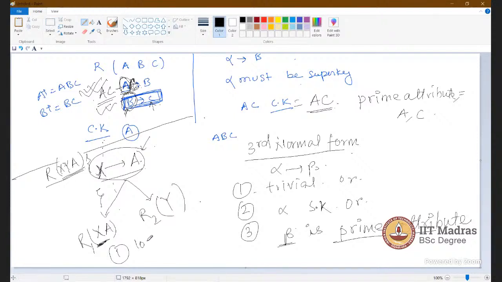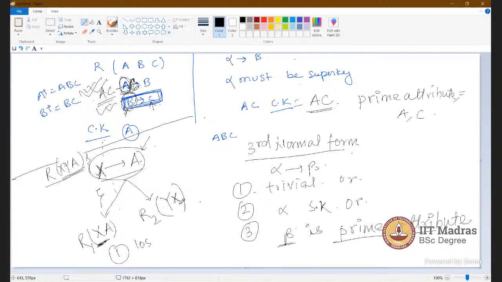Can you see this particular one? So you understand how to decompose this. But it's not lossless, so it's lossy? In R2, we have to add a common attribute X. R1 is XA and R2 is XY. Actually, we took a wrong example. That's why it's making me confused. But this is the process.